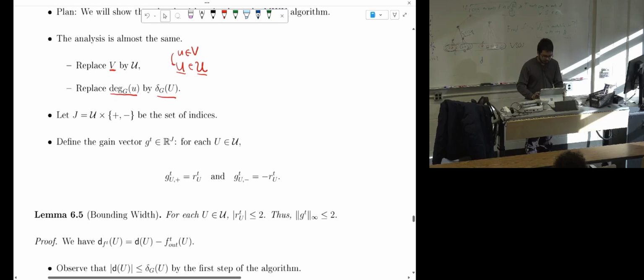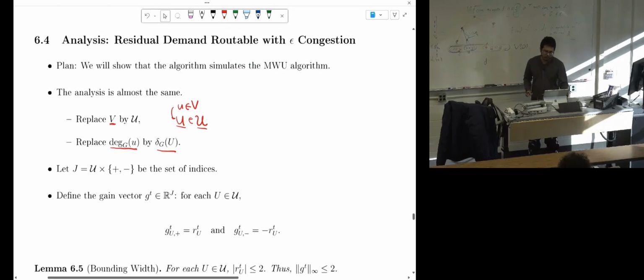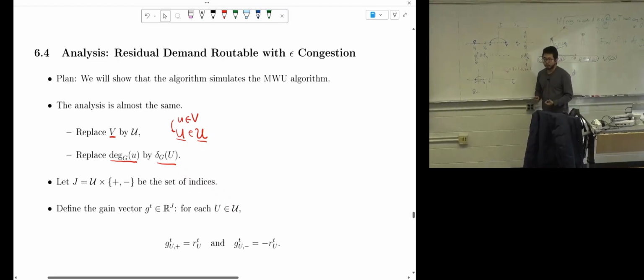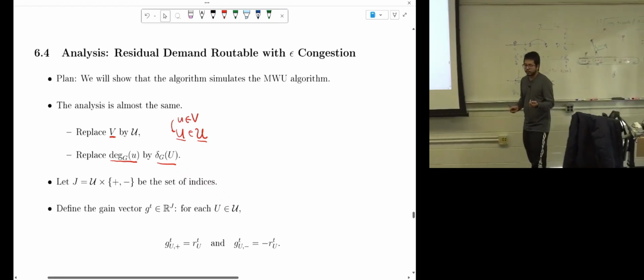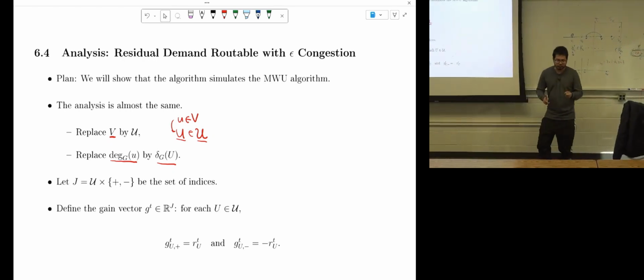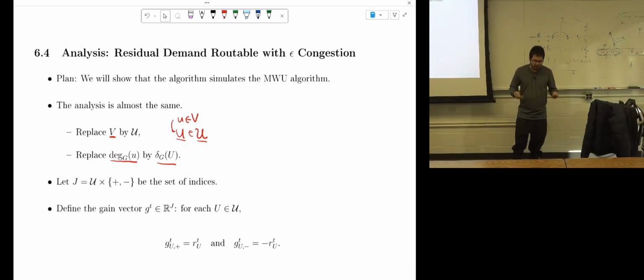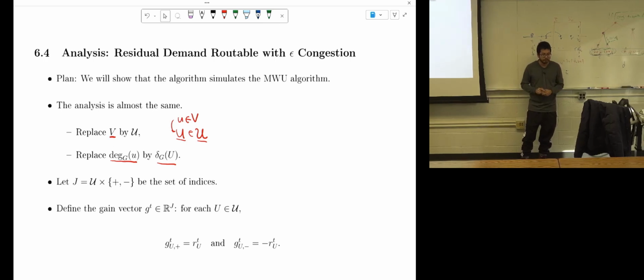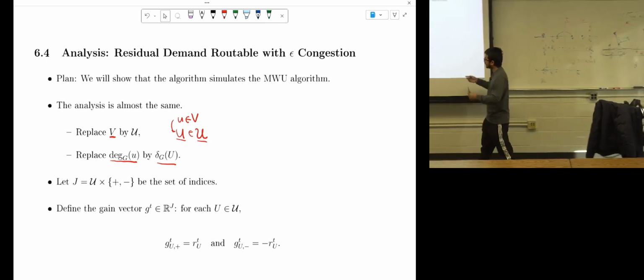Okay. So how did we do this? We basically apply multiplicative weight update, which defines the gain vector per round. And this gain vector should have bounded width, the infinity norm of the gain vector should be small. And also, if the gain vector is such that the inner product with our weight is small, then at the end, the average of the gain vector is small on every coordinate. That's what happened. Okay, so let's see quickly.